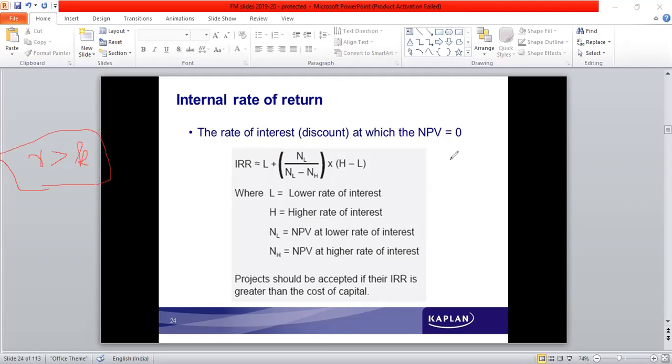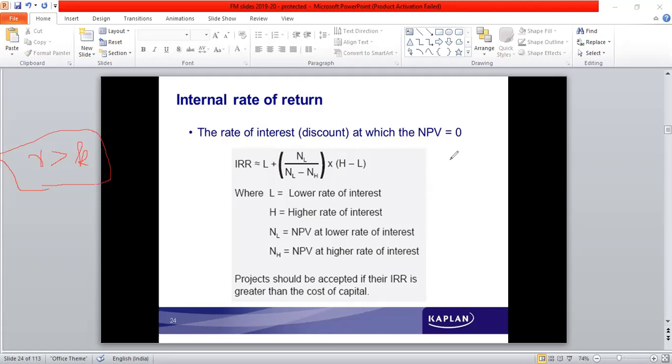So we should select a higher interest rate and a lower interest rate. Since these are assumed values, the only thing we have to consider is the sum total of the cash inflows. One value should be greater than zero, one value should be less than zero. See, if we get precisely the exact value equal to the cash outflow, we don't have to work out this interpolation. We call this interpolation. It is very difficult for us to find the exact value of IRR using a trial and error method, so we need to depend on an interpolation formula.